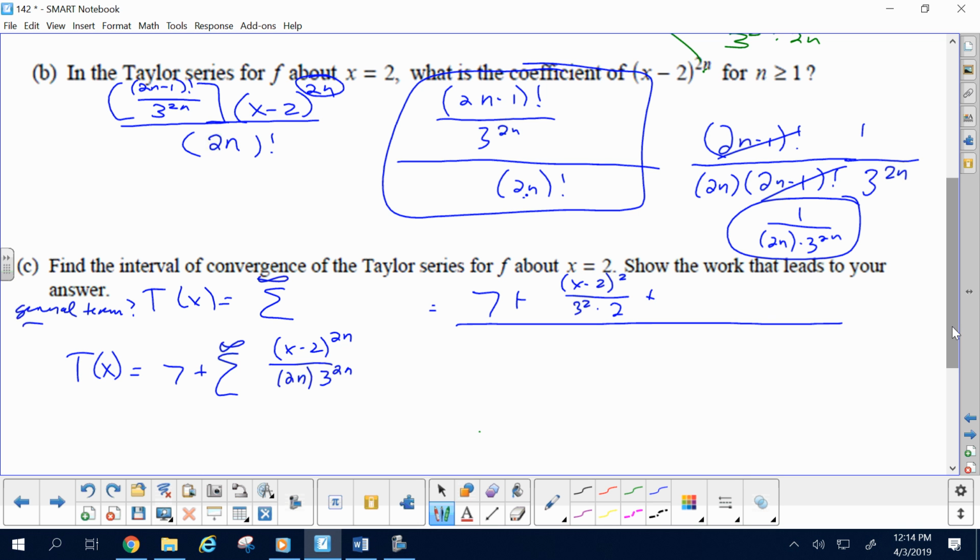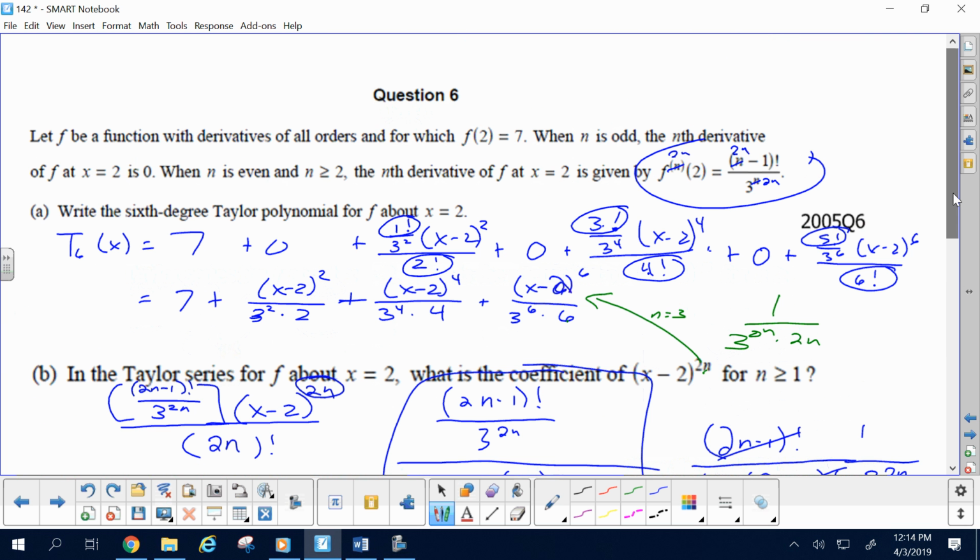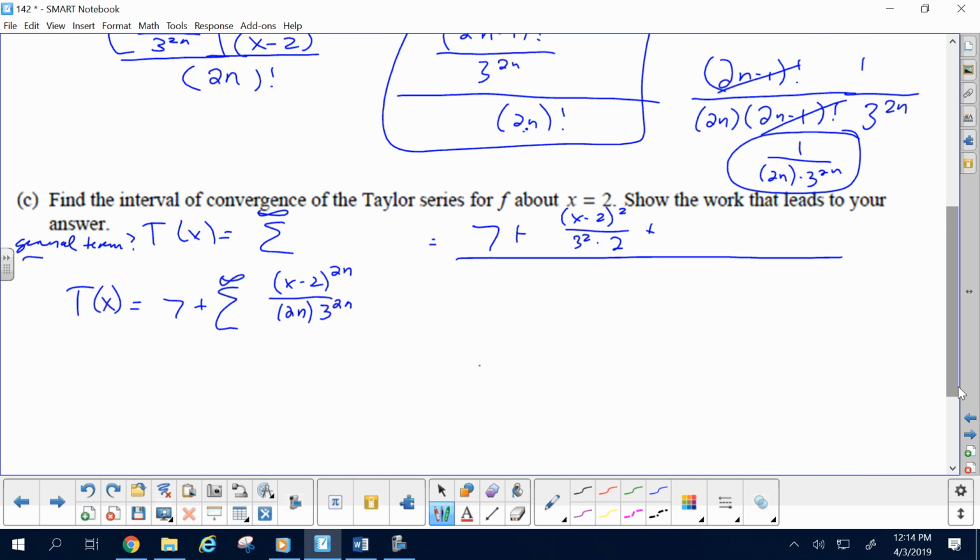What is the starting index there? Looking back at the first term, first non-7 term, excuse me, what would that be as a starting n? N of 0, 1? 1. Okay, so that's cool. Now that's the general term. Now that's what we're looking at interval of convergence on.